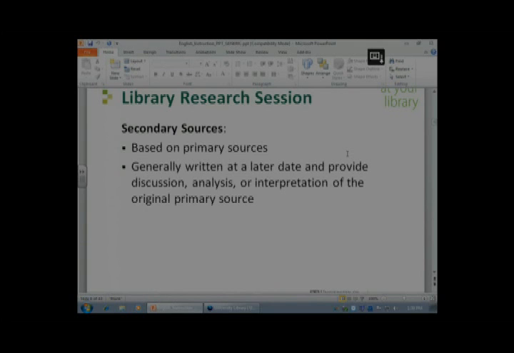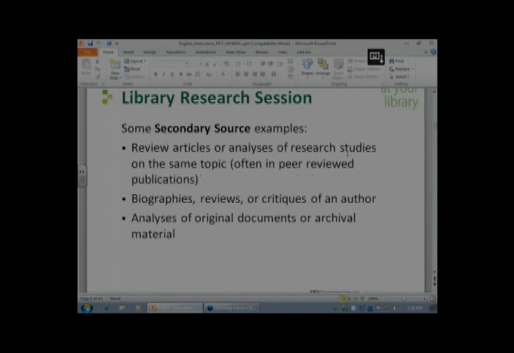In a literature class, as I was getting at before, you may have a novel that's a primary source or a poem that you're studying. The work you do, if you're interpreting that literary work, then you're creating secondary criticism. That's literary criticism, and it's secondary material based on that primary work. Examples, review articles, analyses of research studies.